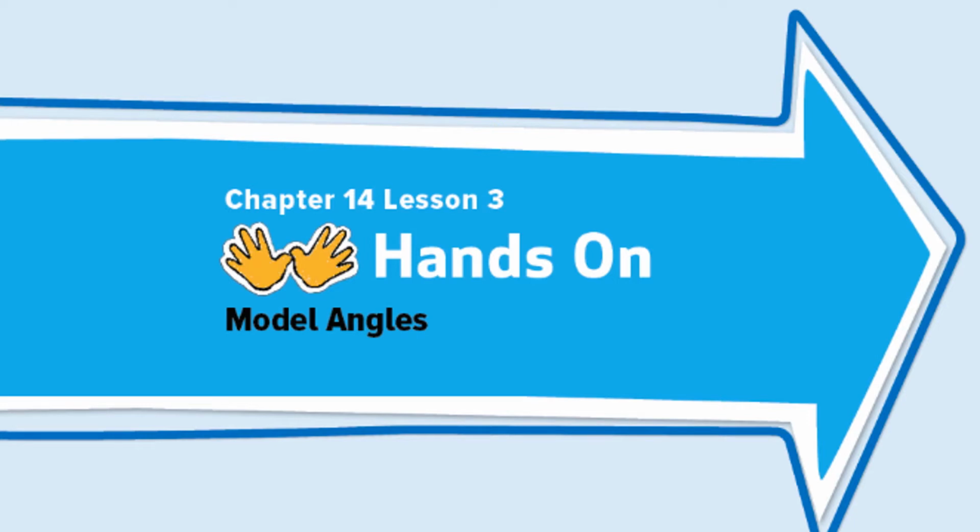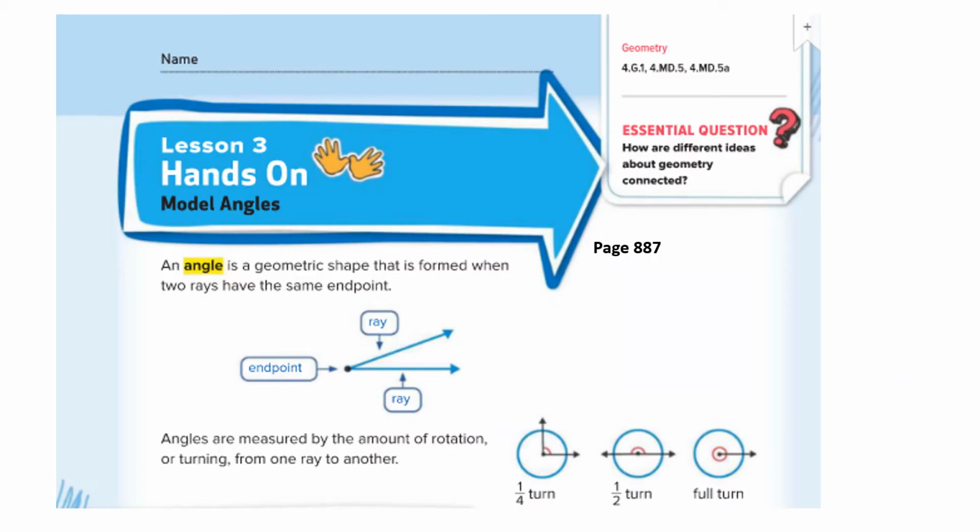Our math today continues with lesson 3 in chapter 14, and we're going to be looking at angles today. Let's take a look on page 887 of your math workbook. It starts, an angle is a geometric shape that is formed when two rays have the same point. So let's take a look. Here's the point, and the two rays are connected to that point there. And then angles are measured by the amount of rotation or turning from one ray to another.